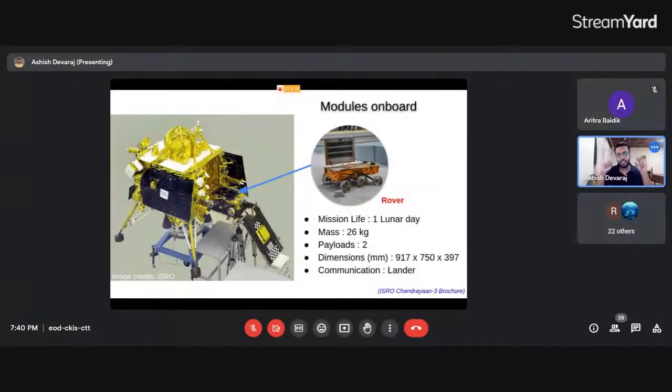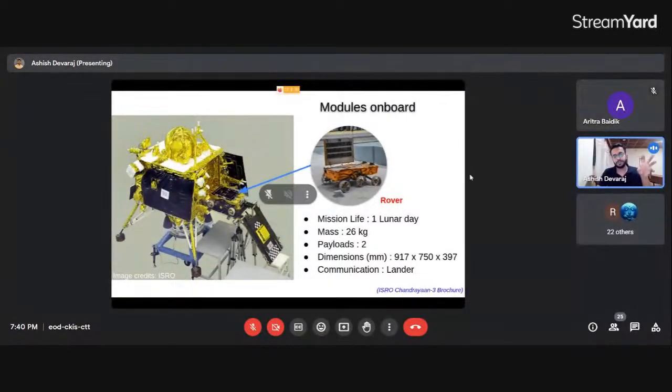and we had two instruments on board which would analyze the material there and understand the composition and the mineralogy of the lunar material.